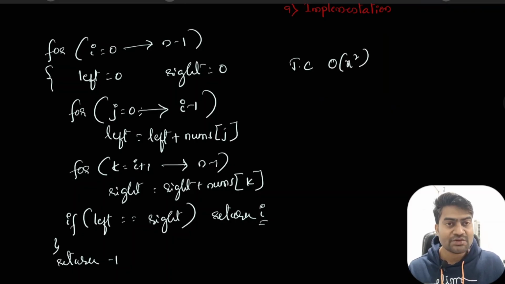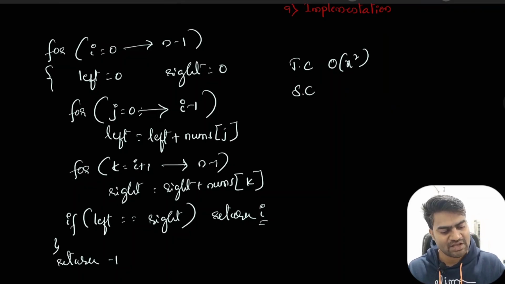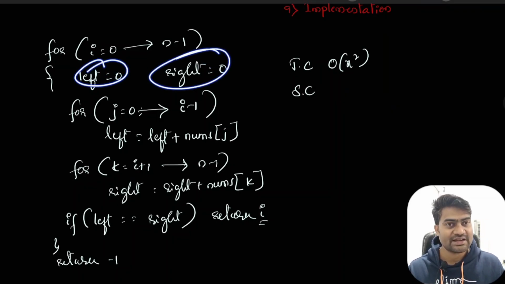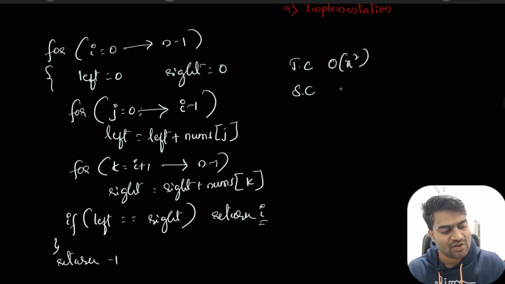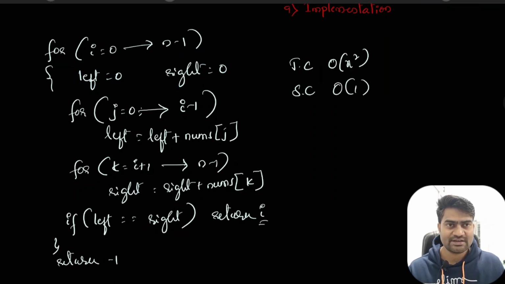Okay, so do we use anything extra here for the space complexity? No, right? We are not using anything extra apart from these variables, left and right. So it means it is of order 1. So this is basically our time complexity and space complexity.